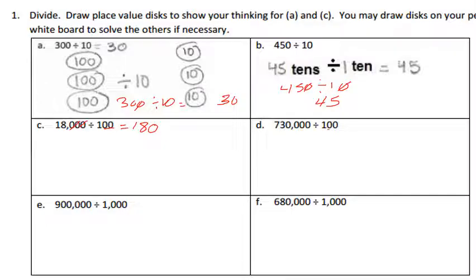730,000 divided by 100, we're going to lose 2 place values, and we end up with 7,300. In E, we have 900,000 divided by 1,000, so we're going to lose 3 place values, so the decimal place moves, and we lose 3 zeros, and the answer is 900. In F, we're losing 3 place values, and we end up with 680.